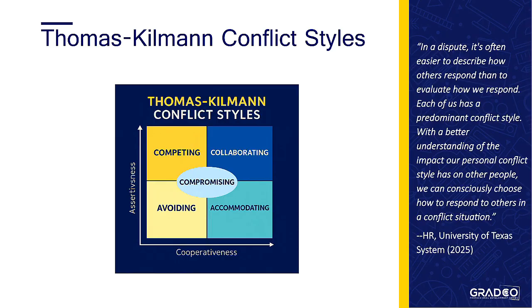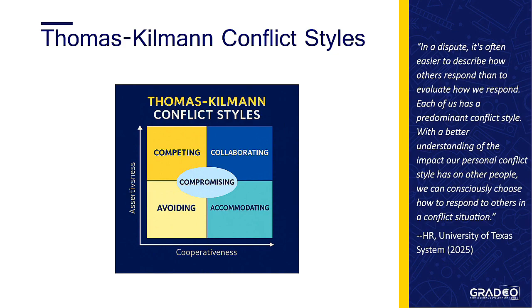So basically, we have assertiveness from low to high on one side, and then cooperativeness from low to high on the bottom. And so as you go up the assertive scale, it means your style is more and more assertive, taking more and more initiative to solve things.